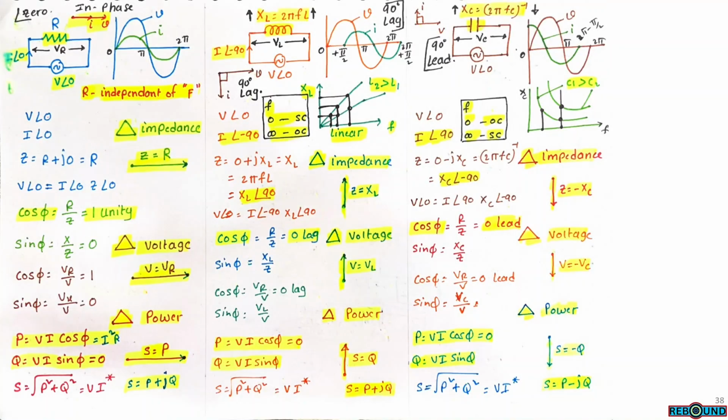An AC supply is given to resistive, inductive and capacitive elements. Supply voltage V at an angle 0, and this is the resistor. The voltage drop across the resistor will be the same as the supply voltage, and this will be the current going through the resistor. So the voltage is V at an angle 0, and the current will be I at an angle 0.